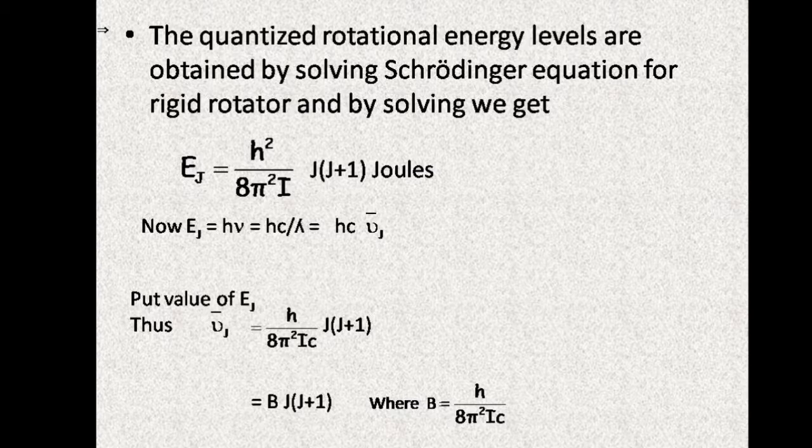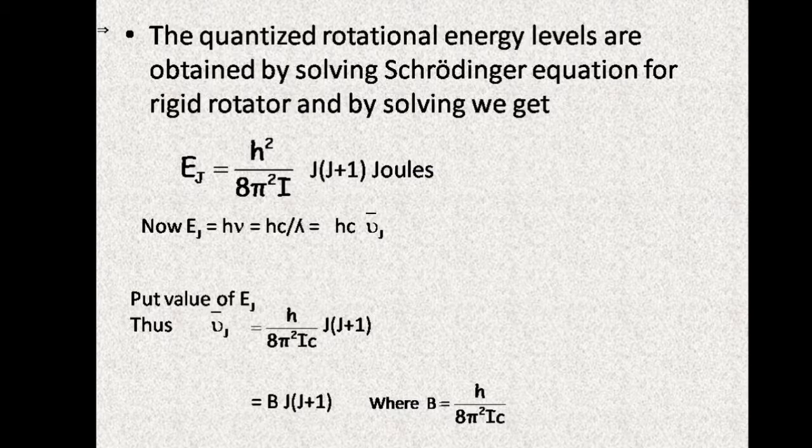Its energy is given by the expression Ej is equal to h square upon 8 pi square I, j into j plus 1. Now you know the relationship between energy and frequency, that Ej is equal to h nu. Then put the value of nu is equal to c upon lambda. So you get E is equal to hc upon lambda. Now you know 1 upon wavelength, that is the reciprocal of wavelength, is known as wave number. So E is equal to hc nu bar. So what is nu bar? That is wave number. So nu bar is equal to E upon hc.